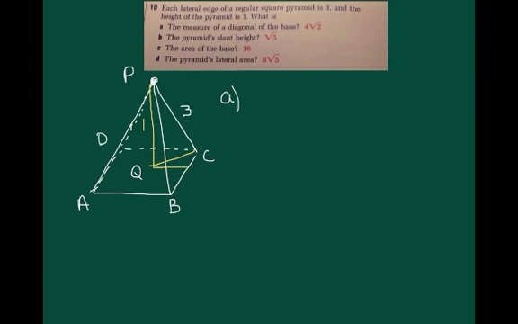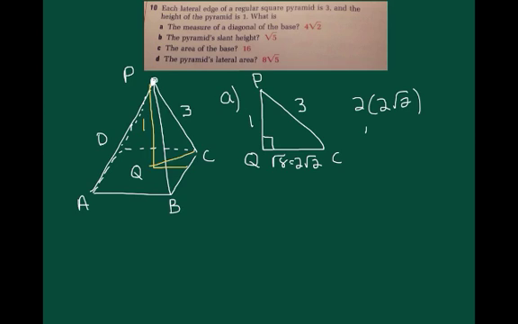A asks us for the measure of the diagonal of the base. Well, QC is clearly going to be involved in that. So I'm going to use triangle QPC, with P being the vertex. PQ is my altitude, so that's 1. PC is my lateral edge, so that's 3. And then, since the altitude meets the base at right angles, I have a right triangle. And so, by the Pythagorean theorem, QC is going to be the square root of 8, or 2 root 2. Now, if I double that to get the entire length of the diagonal, I'll get my answer, 2 times 2 root 2, which is, of course, 4 root 2.